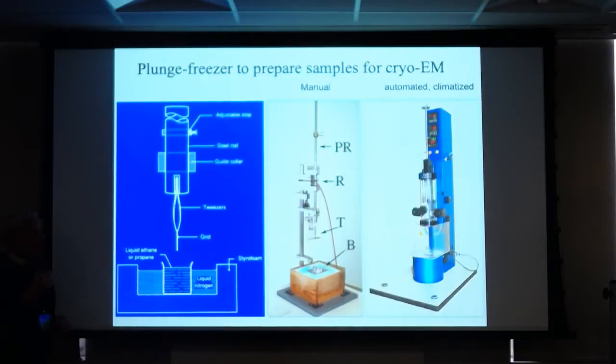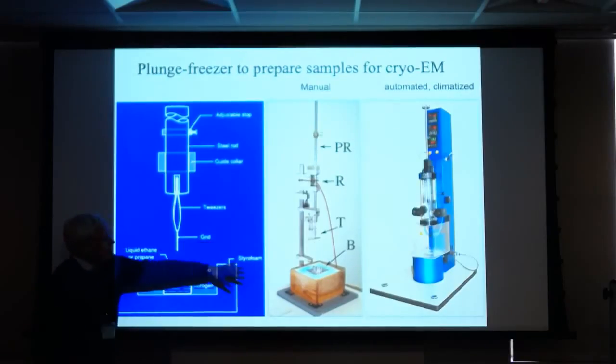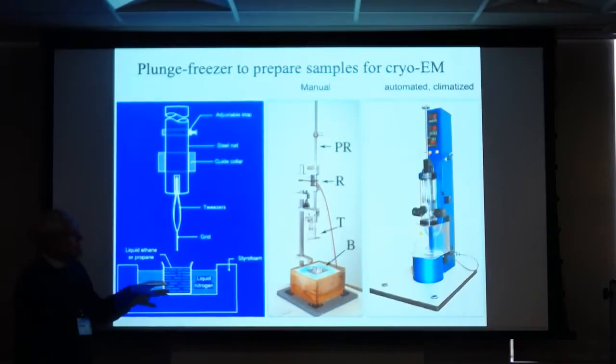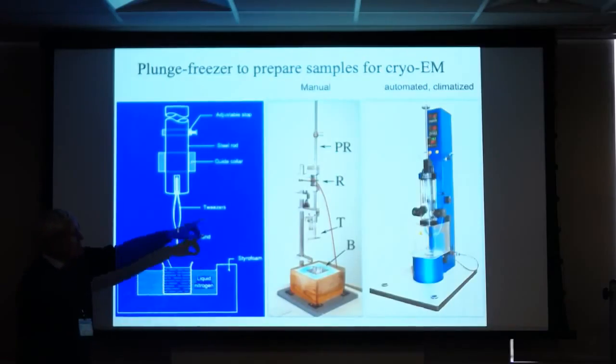In a case like this, we get almost instantaneous heat transfer, and under these conditions, the water forms so-called vitreous ice. It's glass-like. It doesn't crystallize. It is as if the water doesn't even notice that it's being cooled down. Okay? The structure remains the same. And these are ideal conditions for preserving the native state of the molecules. And this is the scheme. There's a manual device that you can put together for $200. And the one next to it is something like $50,000.